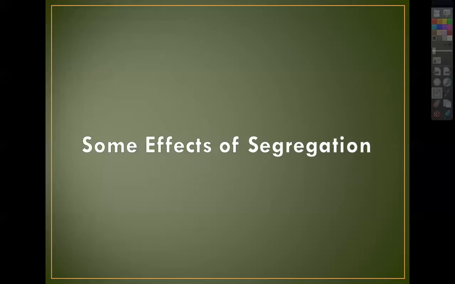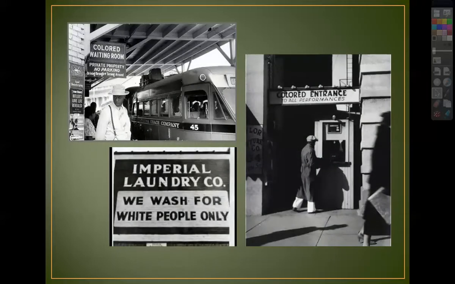Some effects of segregation. Segregation had many negative effects on American society. In the decades following Reconstruction, many states created separate educational facilities and resources for white and African American students. Public facilities such as restrooms, drinking fountains, and restaurants were also separated.